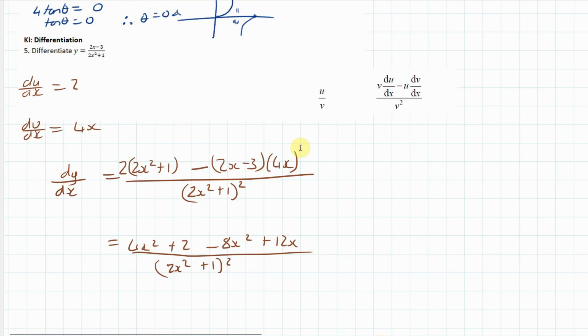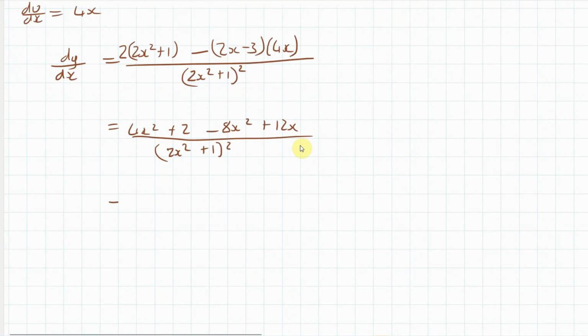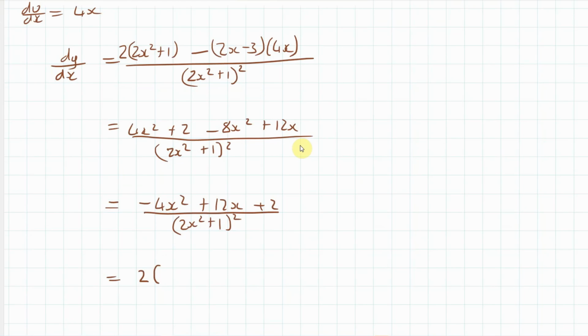And let's go down another step. At this point, we'll get negative 4x squared plus 12x plus 2 all over 2x squared plus 1 squared. And maybe you might even say, let's factorize that top bit: 2 into 6x plus 1 minus 2x squared, or something like that, over 2x squared plus 1 squared on the bottom.